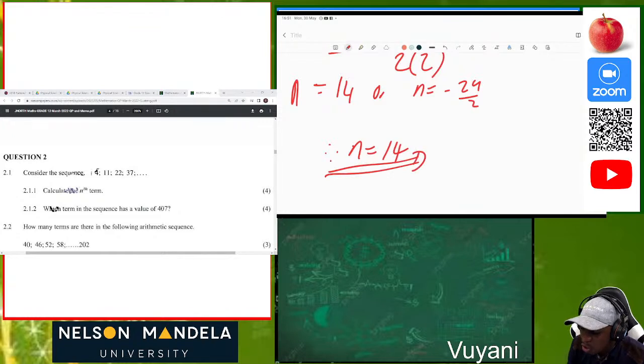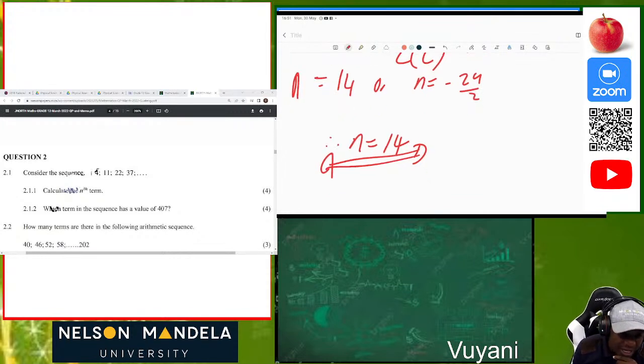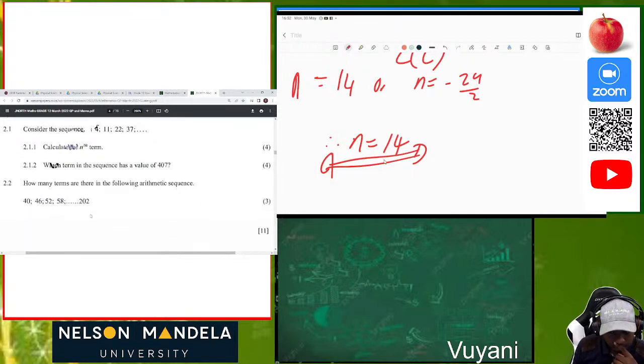So make sure that you conclude, even if you found the two values of n, conclude and understand or explain or show that you understand what you are answering. So in this instance, our n is equal to 14. 2.2. Now, how many terms are there in the following arithmetic sequence? We are given 40, 46, 52, 58, up to 202.